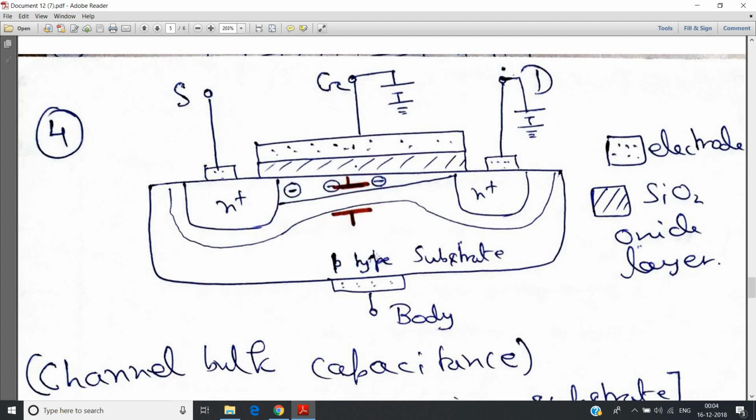Body is basically p-type, where majority charge carriers are holes. So electron and hole, one more PN junction. So obviously there will be one depletion region in between channel and body. Okay, so here also one capacitance will form.